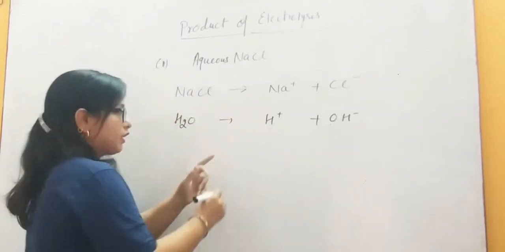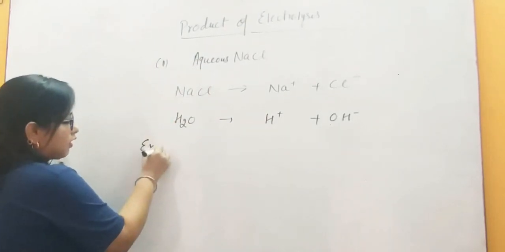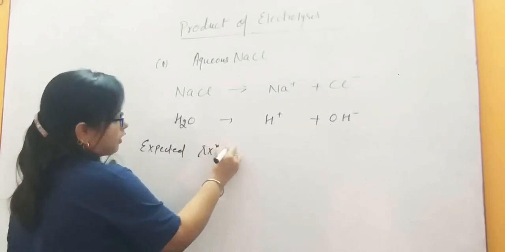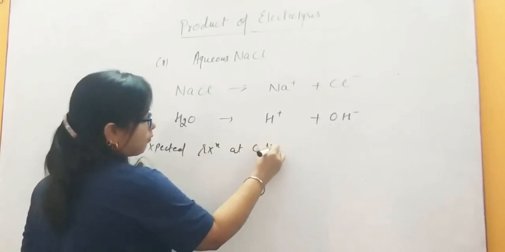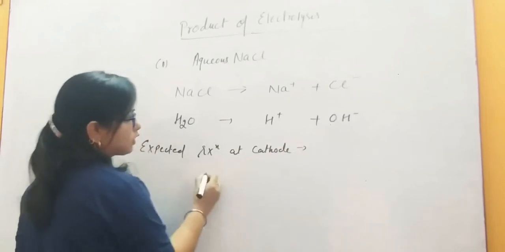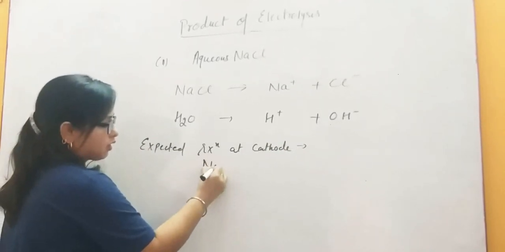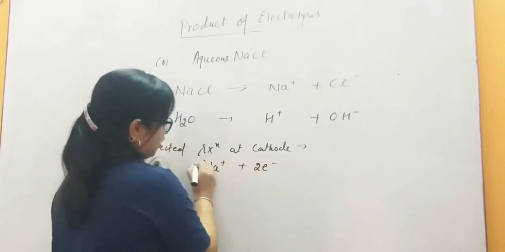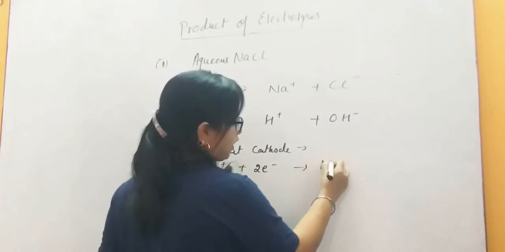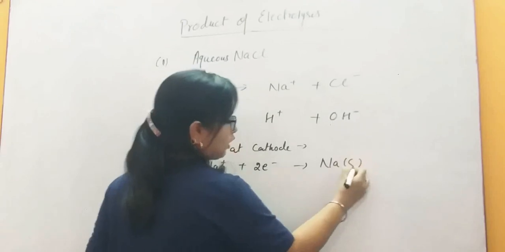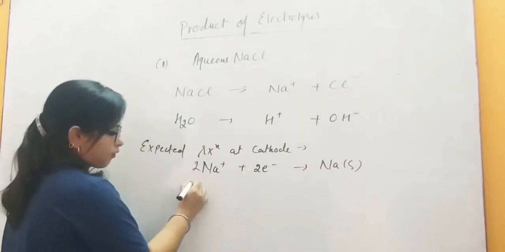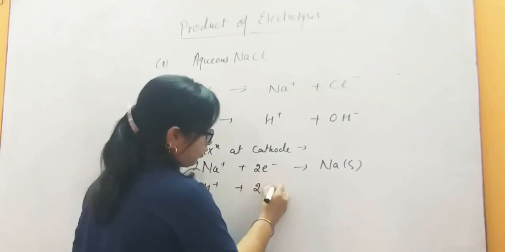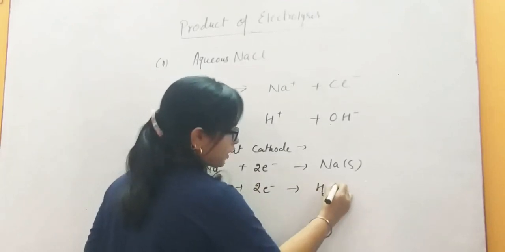Now I am taking the example of the expected reactions at the cathode. There are two reactions that can proceed. First, Na+ gains an electron to convert into solid sodium, and second, H+ ion gains two electrons to convert into hydrogen gas.